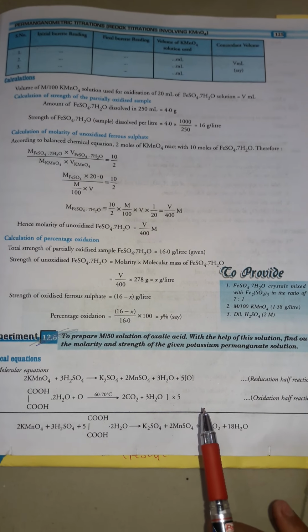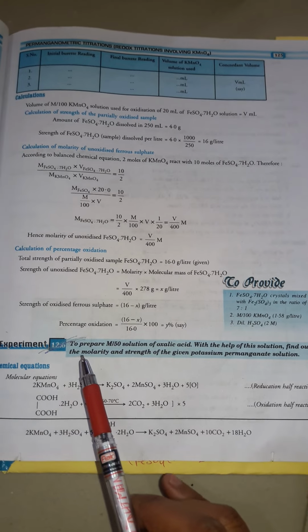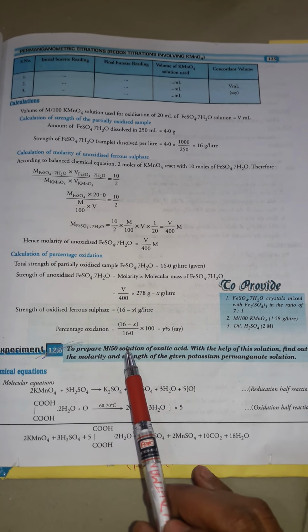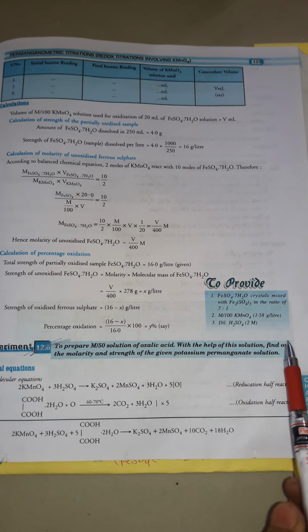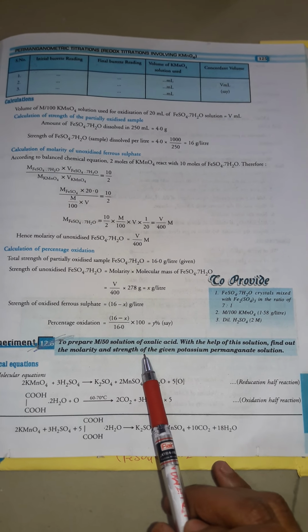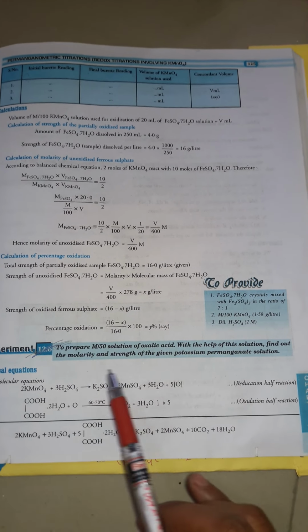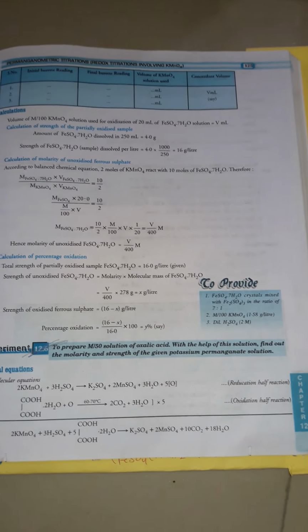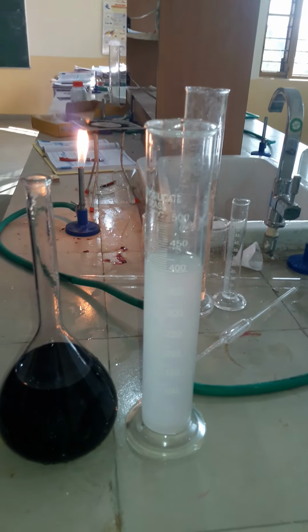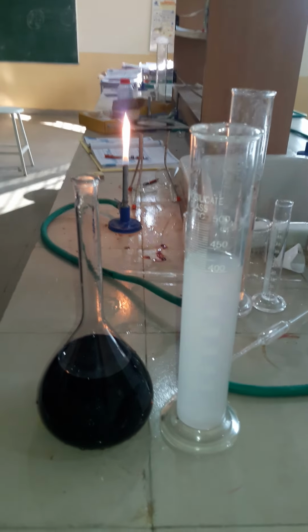Second practical, that is different from Mohr's salt because here we use oxalic acid. So the name of the practical is to prepare M/50 solution of oxalic acid and with the help of this solution find out the molarity and strength of the given potassium permanganate solution. So here we find out the molarity and strength of the solution, that is your potassium permanganate. Okay, I'm going to run this practical with your oxalic acid and KMnO4 solution.